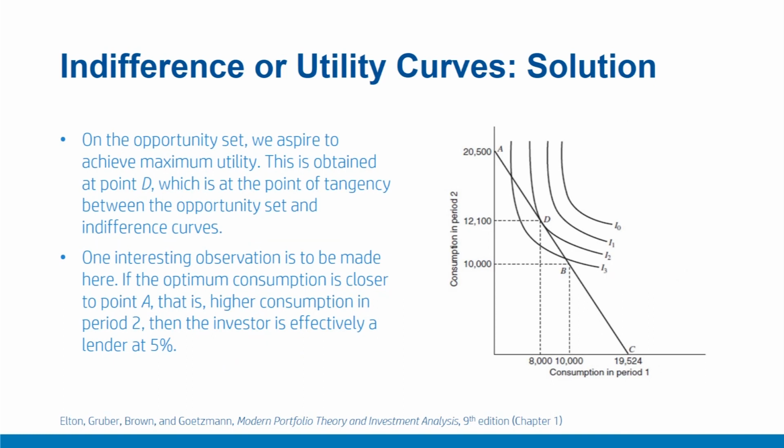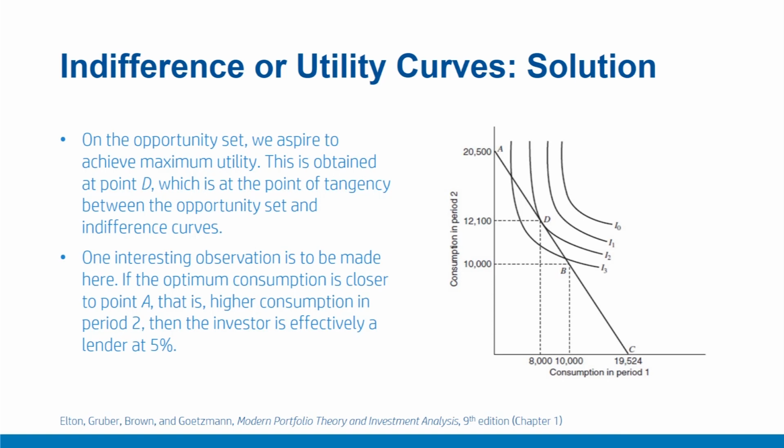A common ground or solution to this problem is determined by the opportunity set and utility curves. This is shown in the figure here. On the opportunity set, we aspire to achieve maximum utility. This is obtained at point D, which is at the point of tangency between the opportunity set and indifference curves. Any other indifference curve will be above the opportunity set.